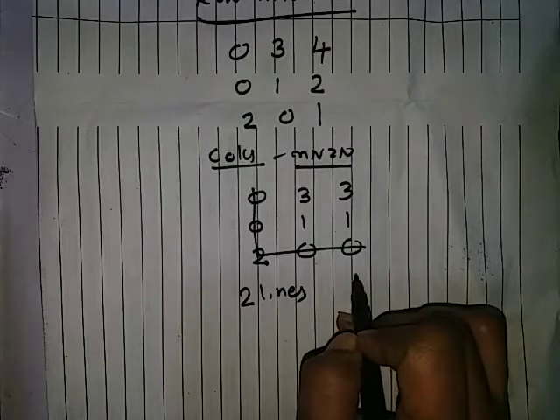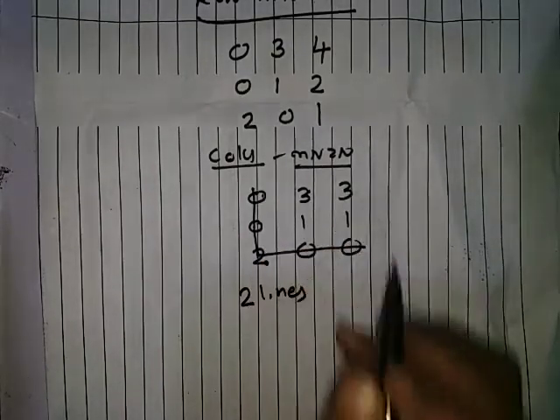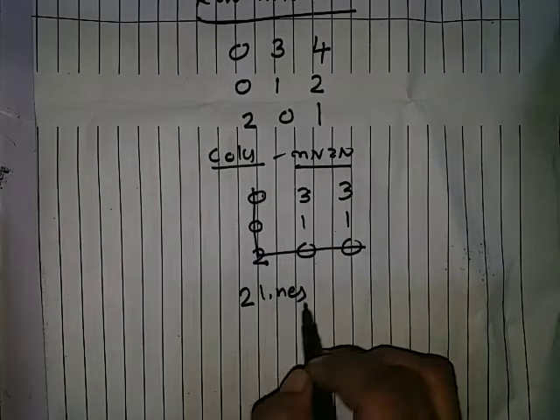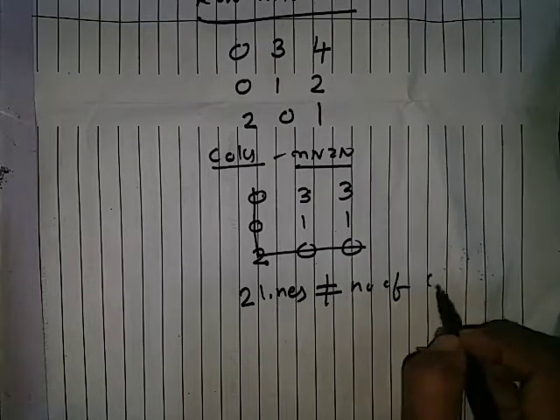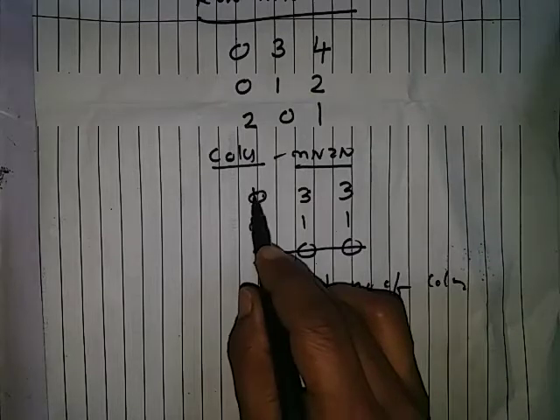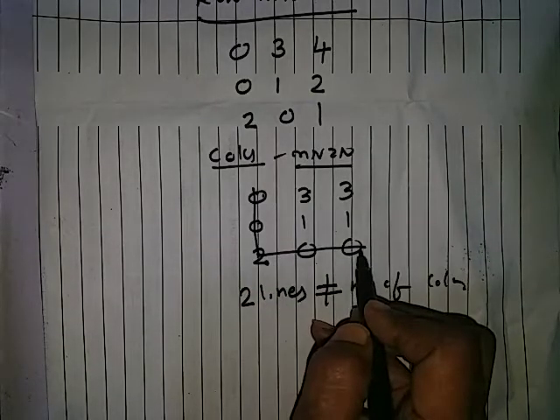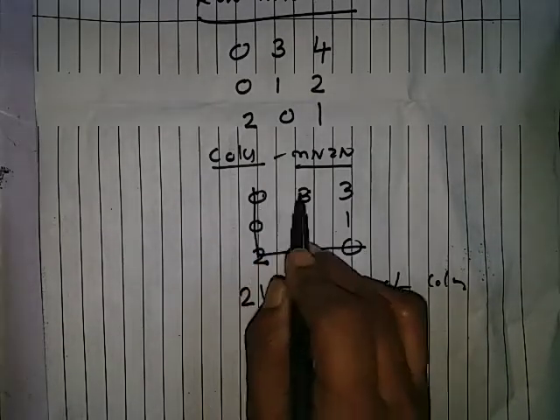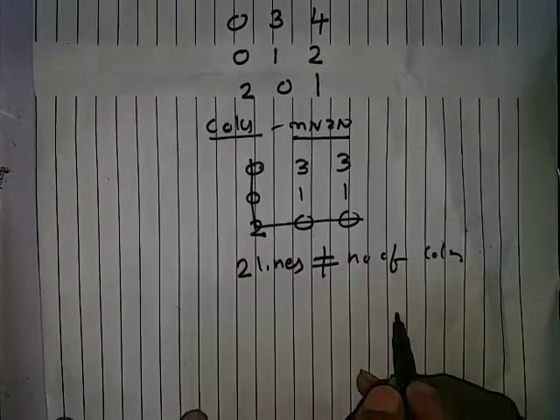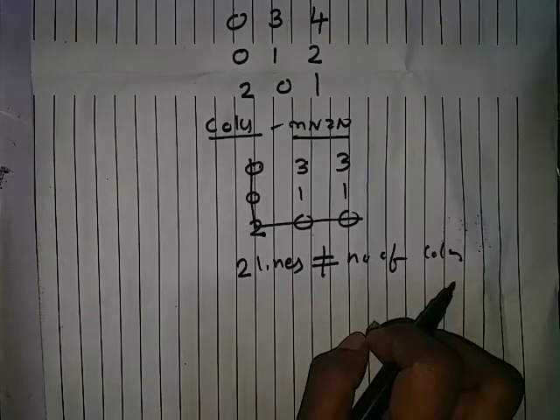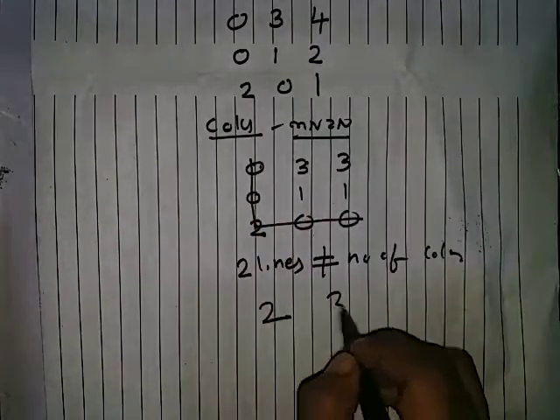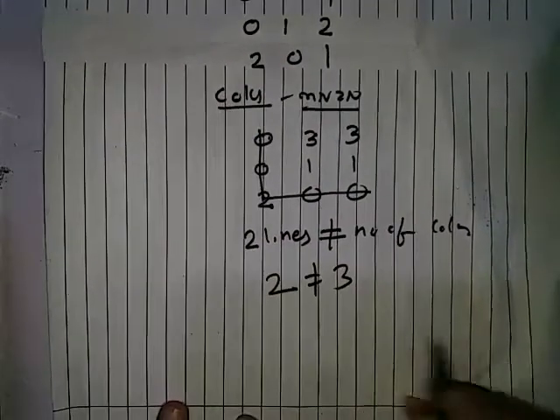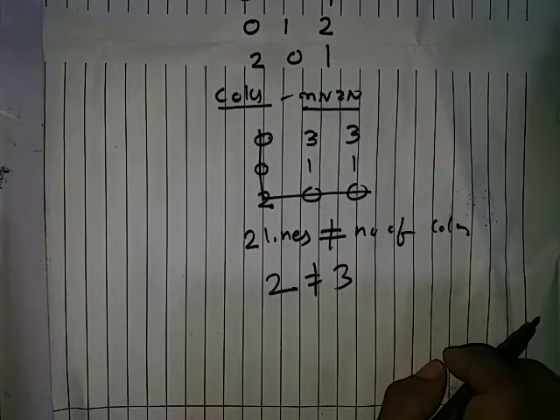Number of lines is less than number of columns. Minimum number of lines to cover all zeros is not equal to number of columns or number of rows. Number of lines 2, number of columns 3. So this is not our final matrix. We have to rearrange it.